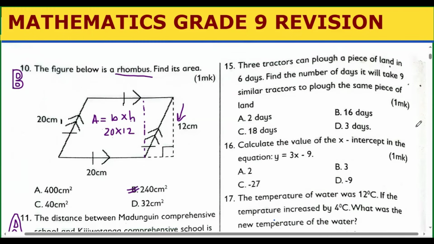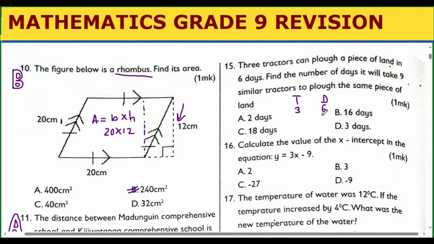Okay. So what do we do here? This is very simple. You just do this. These are the tractors. These are the days. But again, we need common sense. When there were 3 tractors, they took 6 days. So 3 times 6 will be 18, and that means 18 tractors would take 1 day.